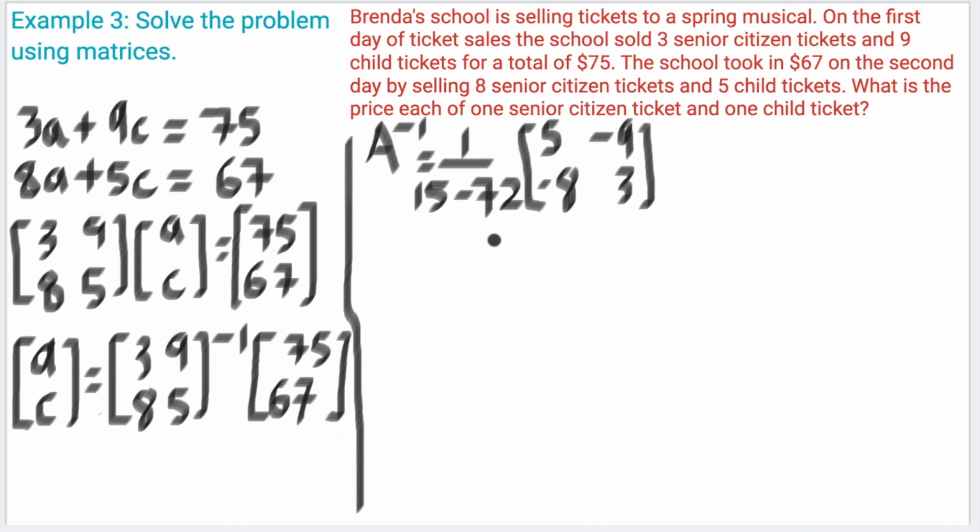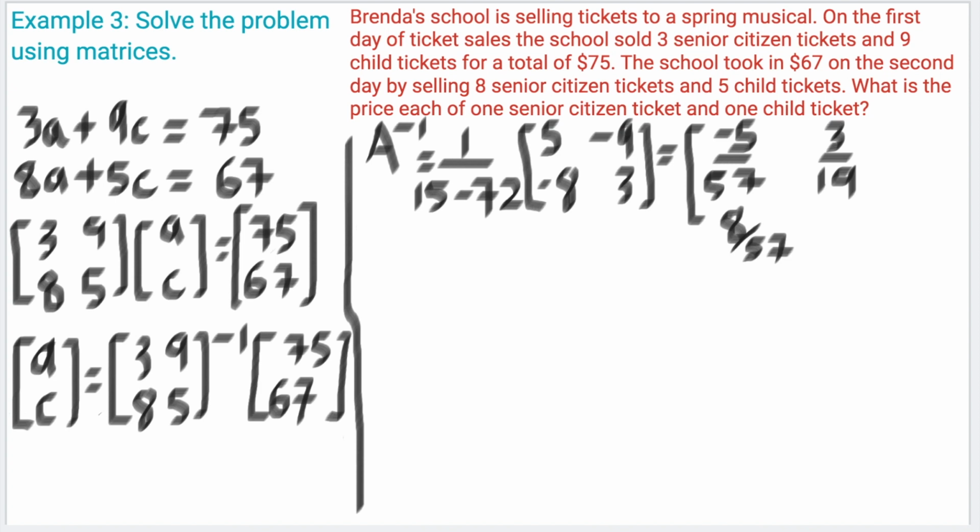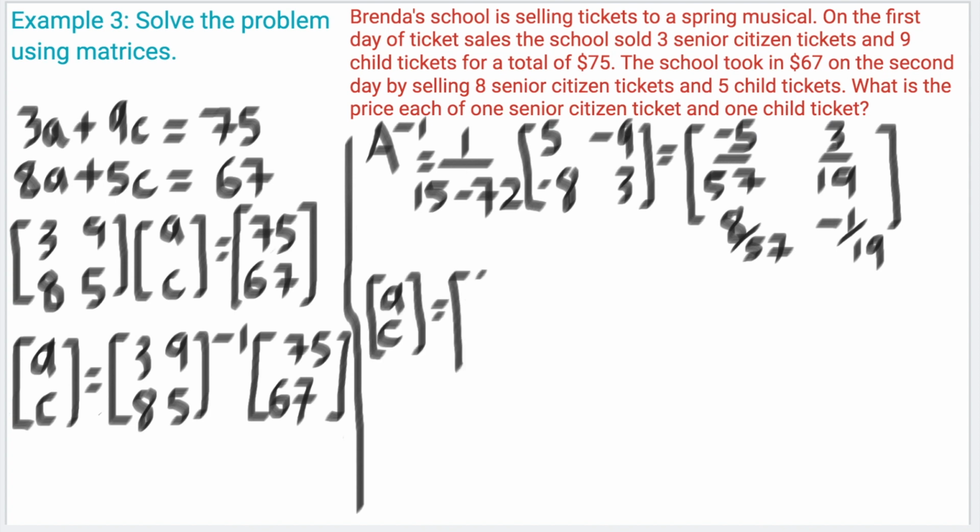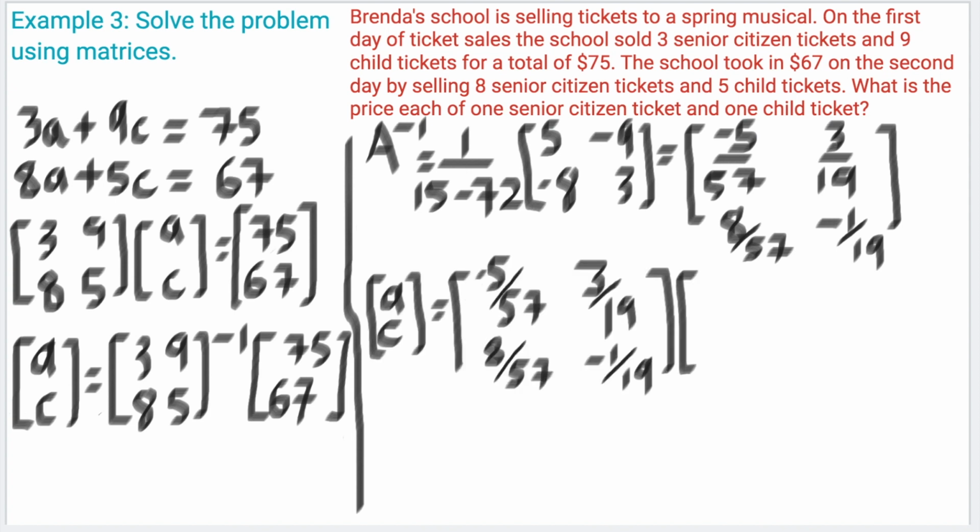15 minus 72 is negative 57. So when you multiply that times 5, you get negative 5 over 57. And then when you multiply negative 9 times negative 1 over 57, and you simplify it, you get 3 over 19. And then when you multiply negative 8 times 1 over negative 57, it is 8 over 57. And then finally, when you multiply 3 times negative 1 over 57 and simplify it, you get negative 1 over 19. So this matrix here is the inverse, which we're going to now multiply by the ticket sales, which were 75 and 67.